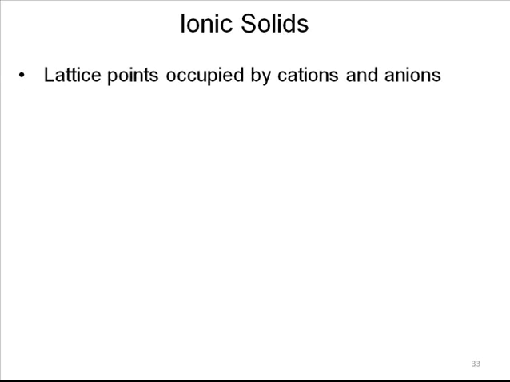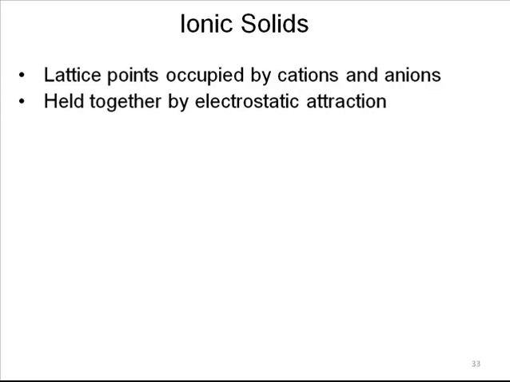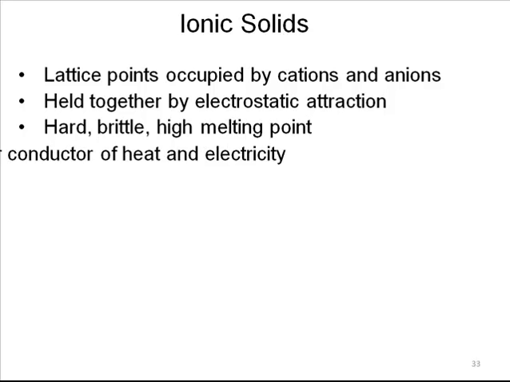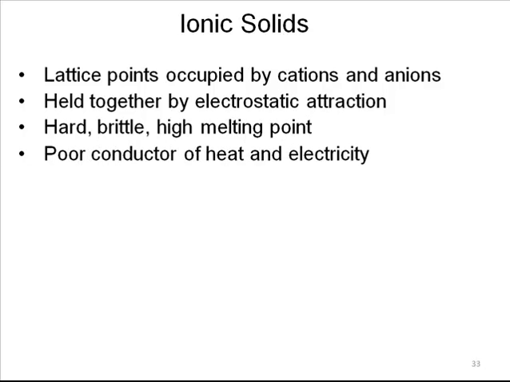Ionic solids are lattice points occupied by cations and anions, like NaCl. They're held together by electrostatic attraction, the positive and negative charges. They are very hard, brittle, and they have a very high melting point. Because in order to melt them, you have to, again, separate all of those bonds, or as many as possible, to get it into the liquid phase. They're very poor conductors of heat and electricity.